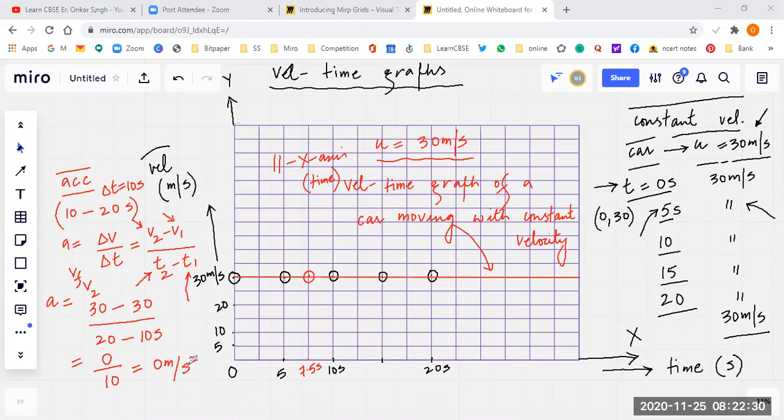Why square? Because acceleration is equal to velocity by time. The unit of velocity is meter per second and the unit of time is second. So this is meter per second into second, which is meter per second square. So this is the acceleration between 10 to 20 seconds. Okay, students.